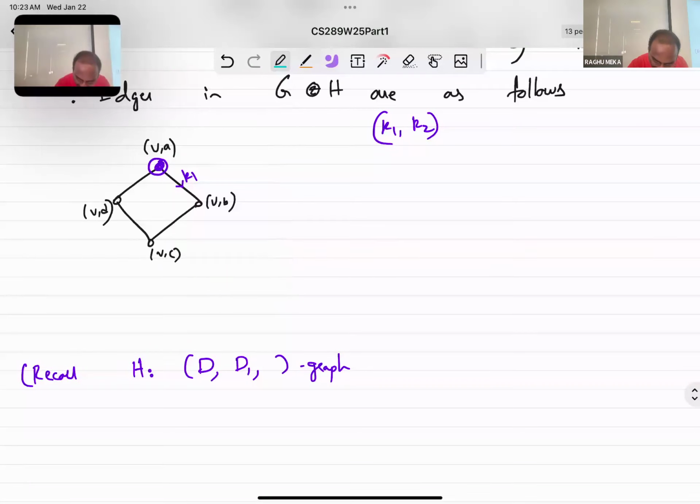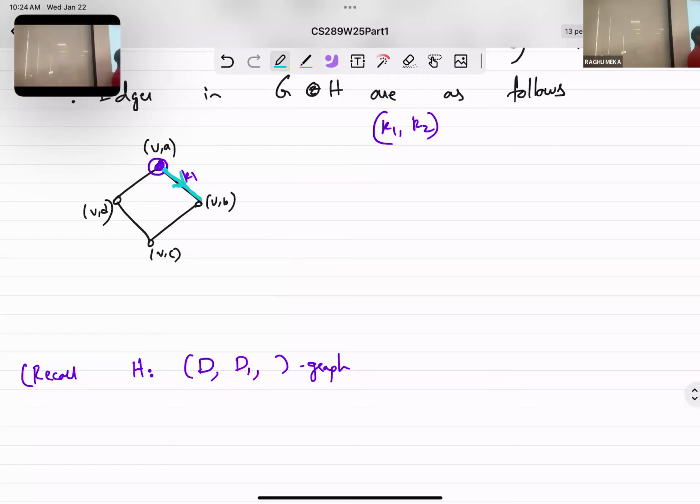So let me maybe use this color for jump initiated by an H step. Okay. So given K1, it's a number from 1 through D1. It says, okay, if you're in vertex number A, take edge 1 out of it. So I take this edge, I end up here. So that is the within cloud step, right?